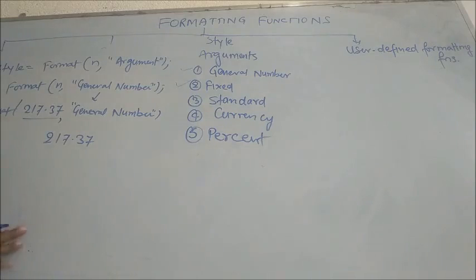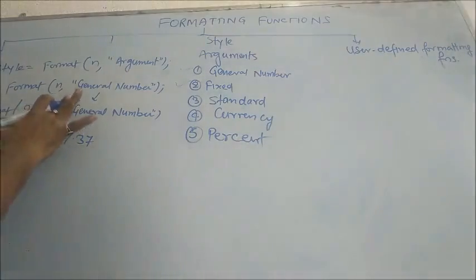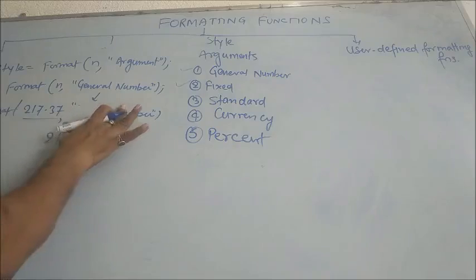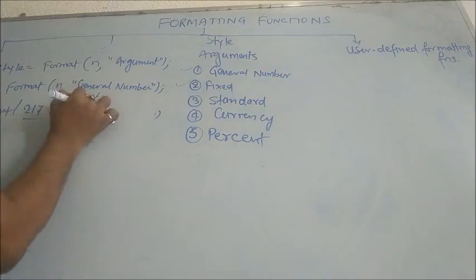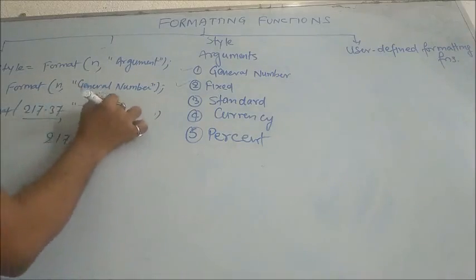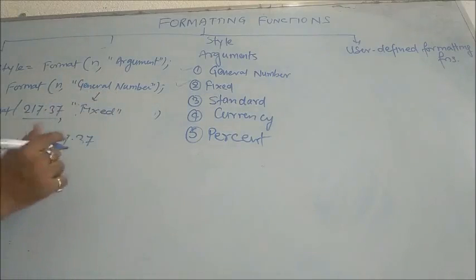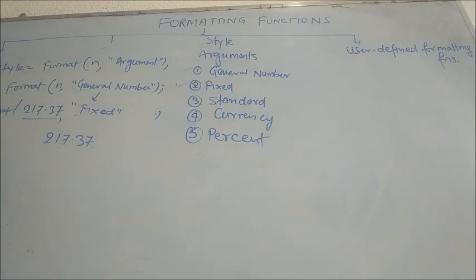The number will not be changed. The second one is known as fixed. Let's see how fixed will be written. If I write it in the term instead of general number, I write fixed. Fixed means it depends upon you, that is, after the point, up to what extent you are taking the number.